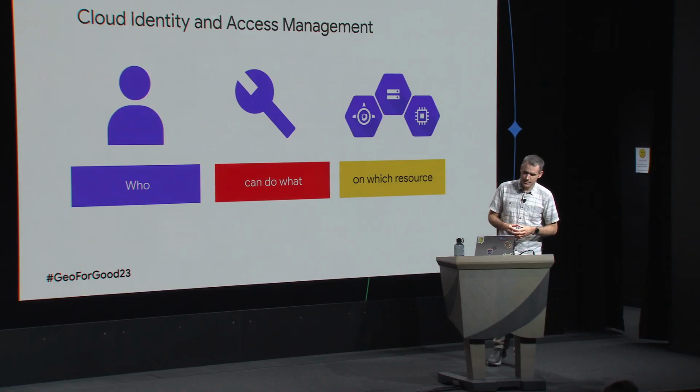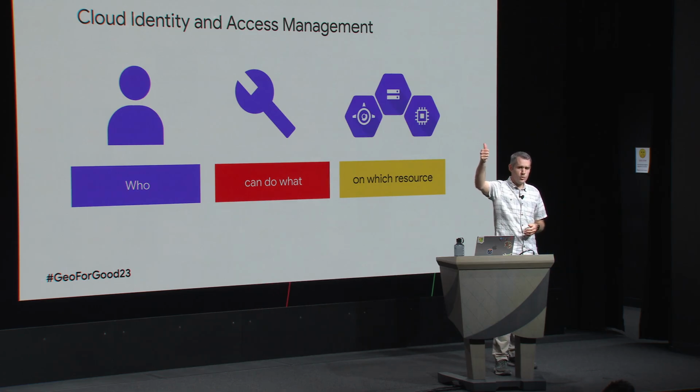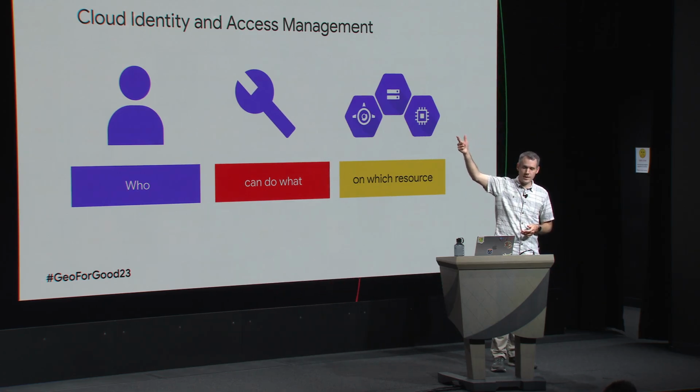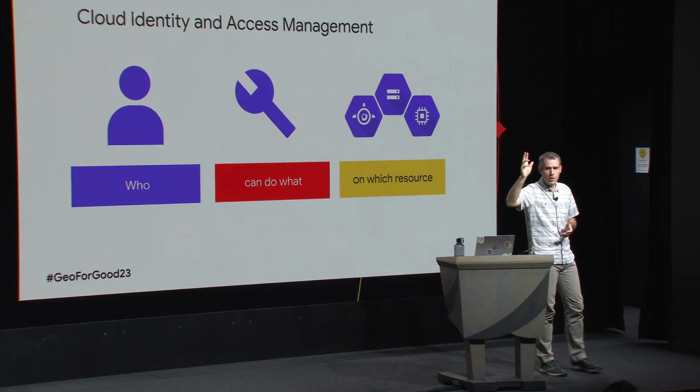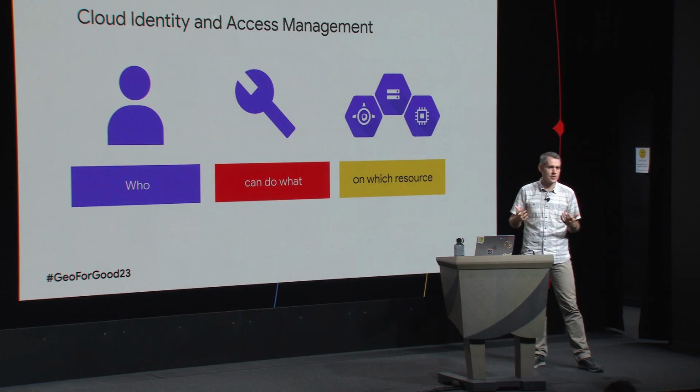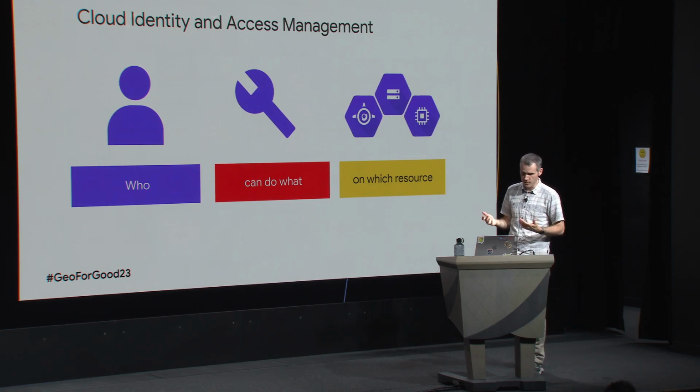OK, so we've created our project. Once we've created our project, we have to define who's going to use our project and what they are going to use within that project. So Identity and Access Management is all about who can do what on which resource. The resource we're most interested in right now is, of course, Earth Engine. And so that's what we're going to focus on. But that resource could be BigQuery. It can be Cloud Storage. It can be any other resource available in Google Cloud.